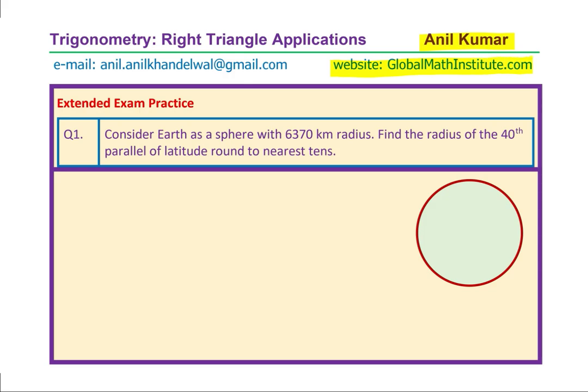In this video, we are going to discuss an extended examination practice test question. In this series, we have many practice test questions. We'll begin with question number 1, which is before you. Consider Earth as a sphere with 6370 kilometer radius. Find the radius of the 40th parallel of latitude, rounded to the nearest tens. This is from the section Trigonometry, Right Triangle Applications.